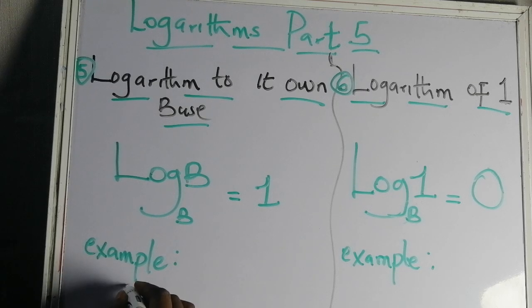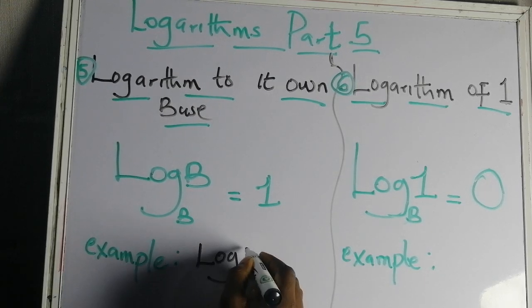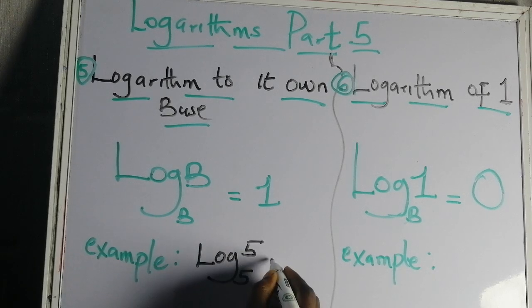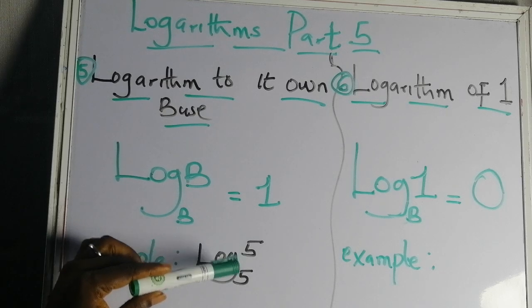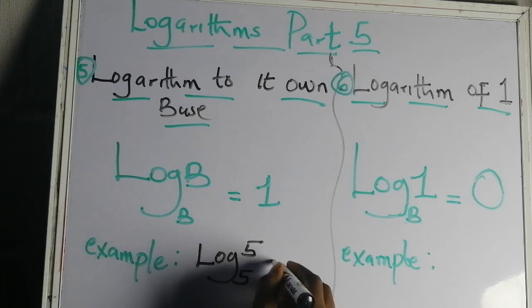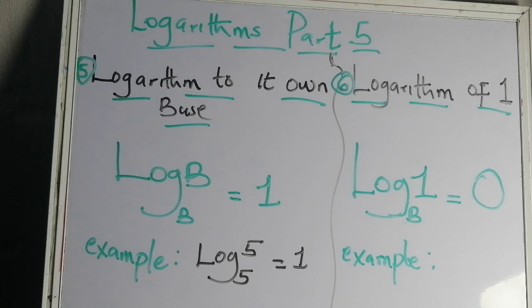Example, let me just write it here. I can say log 5 to base 5. If you look at it very well, it's the same number. It's straightforward. All you need to do is be sure that they have the same number. So log 5 to base 5 is equal to what? 1. It's as simple as that. So log 5 to base 5 is equal to 1.